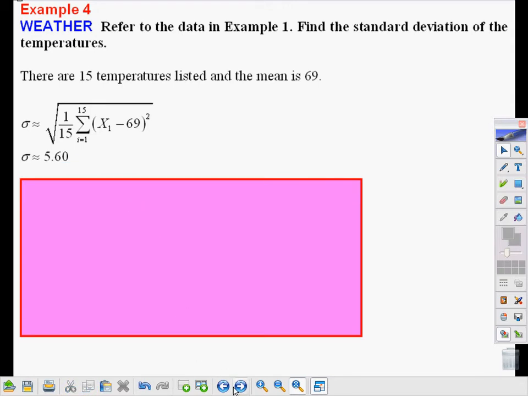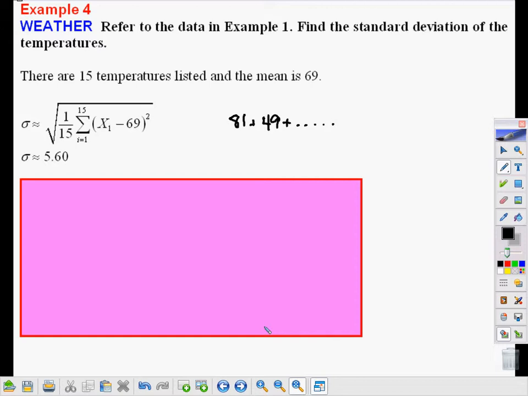Okay? So for instance, that first temperature of 60 degrees, I go 60 minus 69 is negative 9, squared is 81. The next one, 62. 62 minus 69 is negative 7, squared is 49. So 49. And I keep adding all those up, divide by the 15, and take the square root, and we get 5.6. That is my standard deviation.